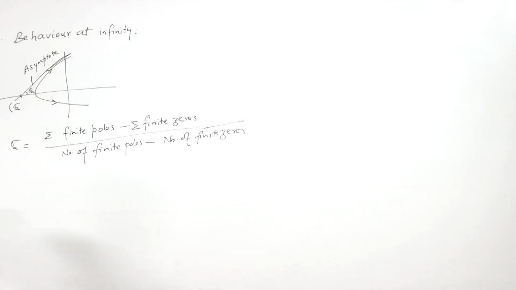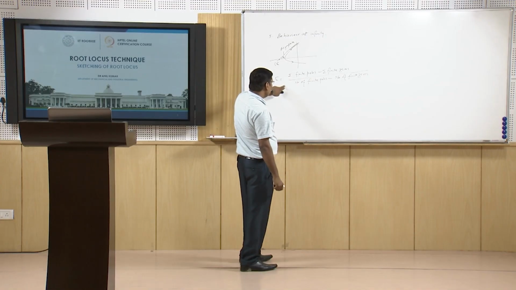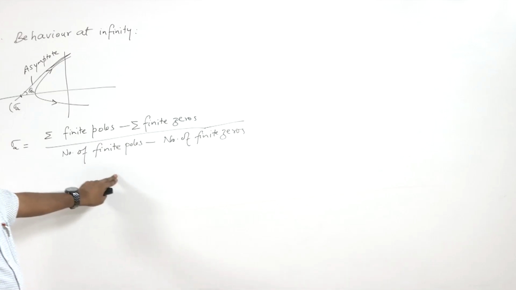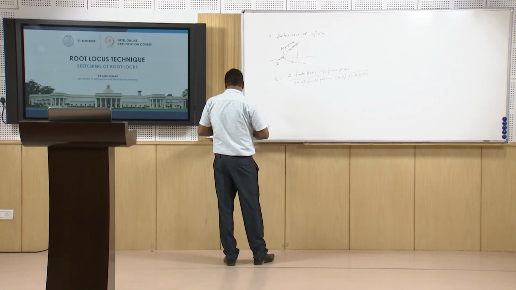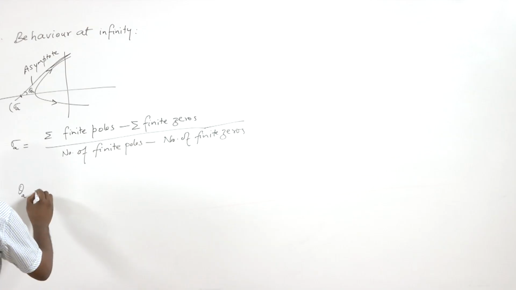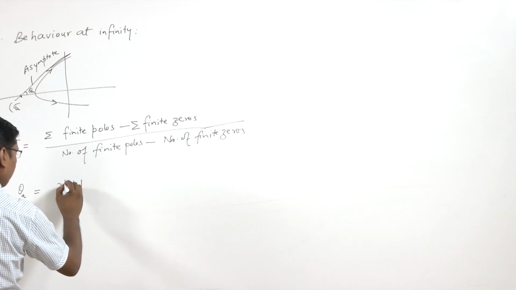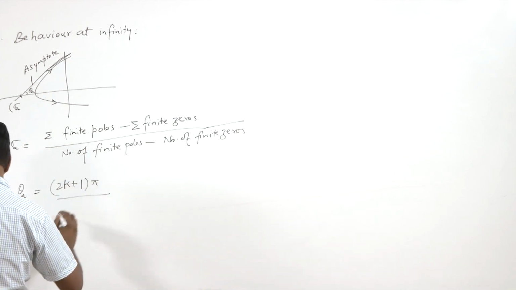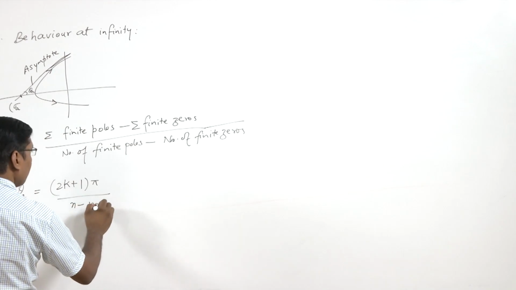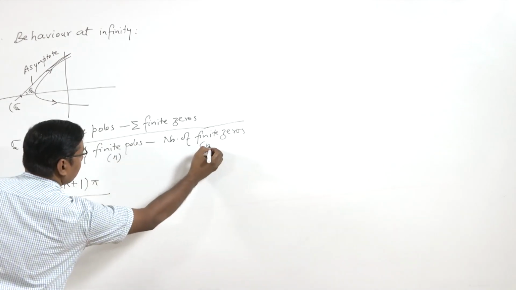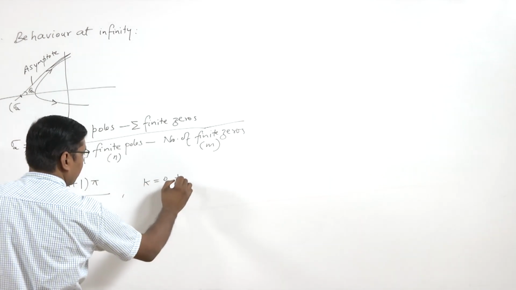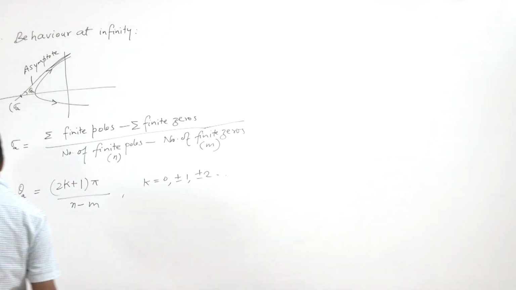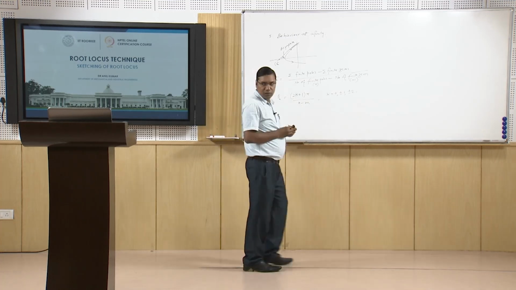So we can see that we have to find only these finite poles and zeros, their numbers and the values of these finite poles. Theta a equals (2k plus 1) pi upon n minus m. Here n is the number of finite poles and m is the number of finite zeros, and k equals 0, plus minus 1, plus minus 2, and so on.